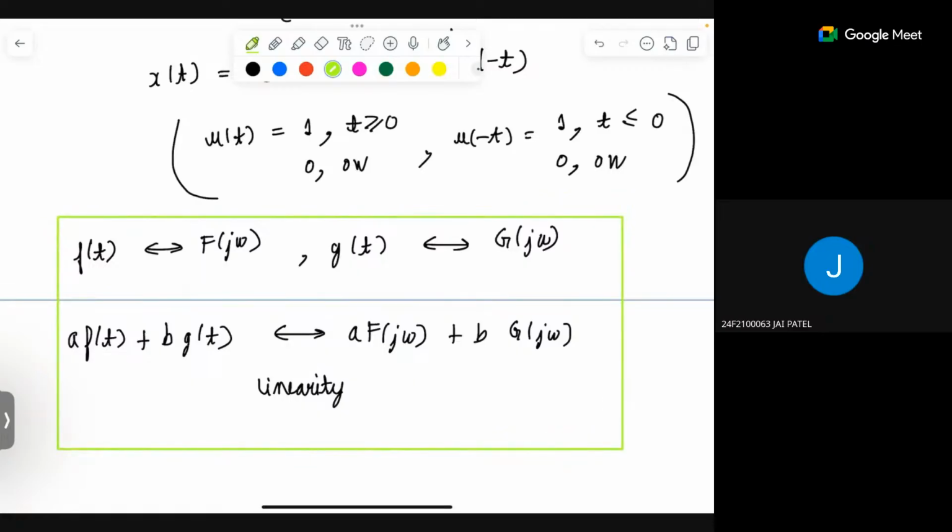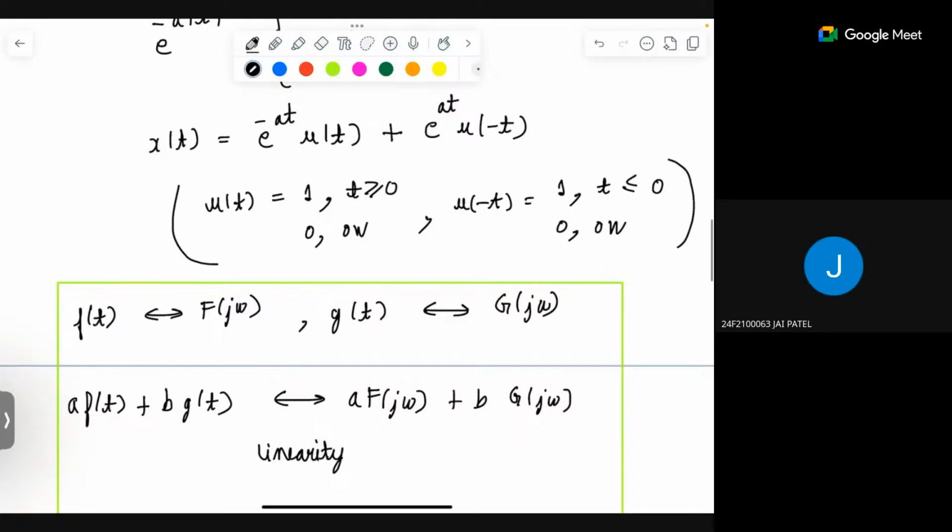Now we will be using this property for part C. So now we know the Fourier transform of this. We know the Fourier transform of this. So we will simply add their Fourier transforms. Is this clear?